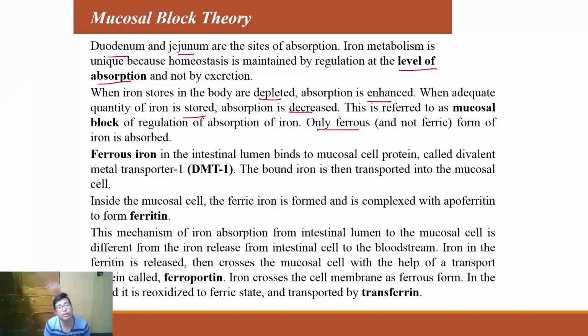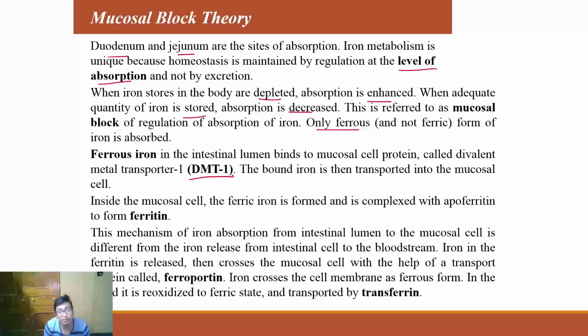Now very important, only the ferrous form will be absorbed. First it needs to be reduced via gastric HCl and ascorbic acid, all those things. It is reduced from ferric to ferrous. Now ferrous iron in the intestinal lumen binds to a mucosal protein, actually a divalent metal transporter, known as DMT1. So this is the first player that helps in iron absorption.